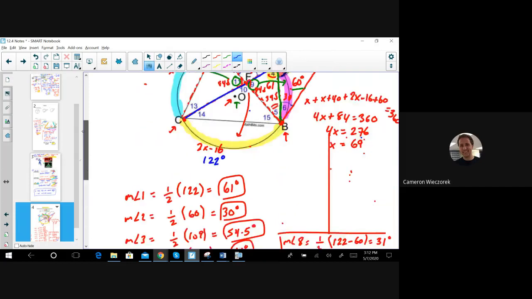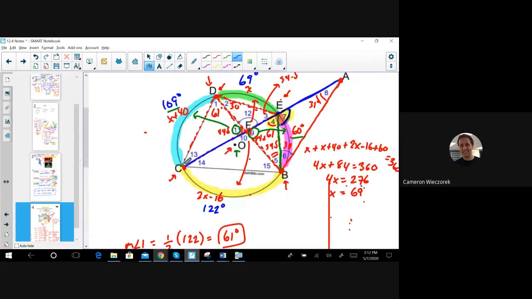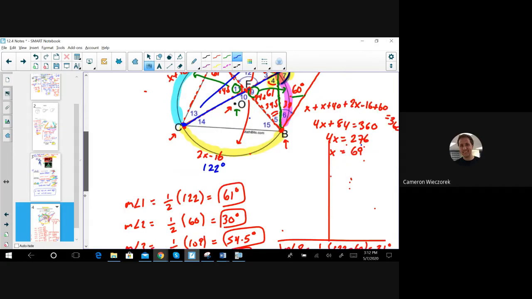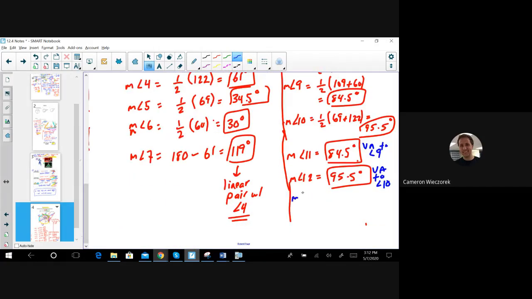Angle 13. Back to some easier ones. This one has a vertex on the circle and it's inscribed to the green arc. So you literally just look all the way across at the green. 69 divided by 2. So 1/2 of 69 would be 34.5.